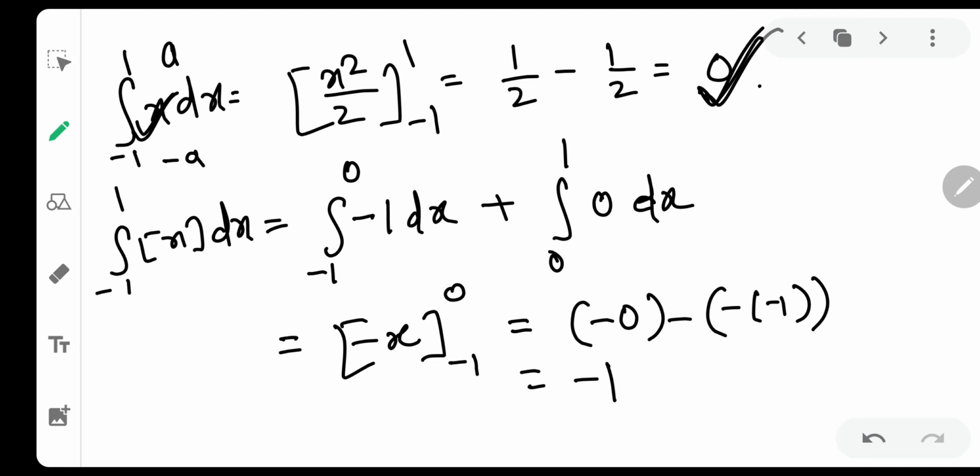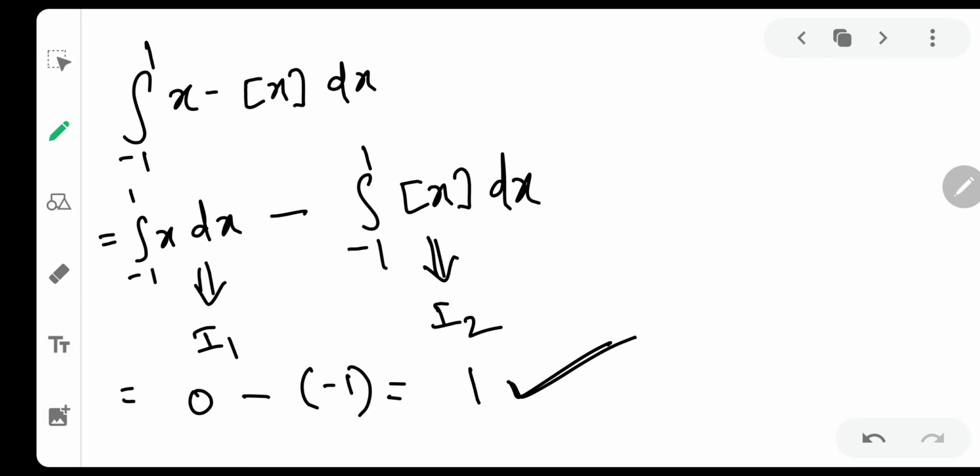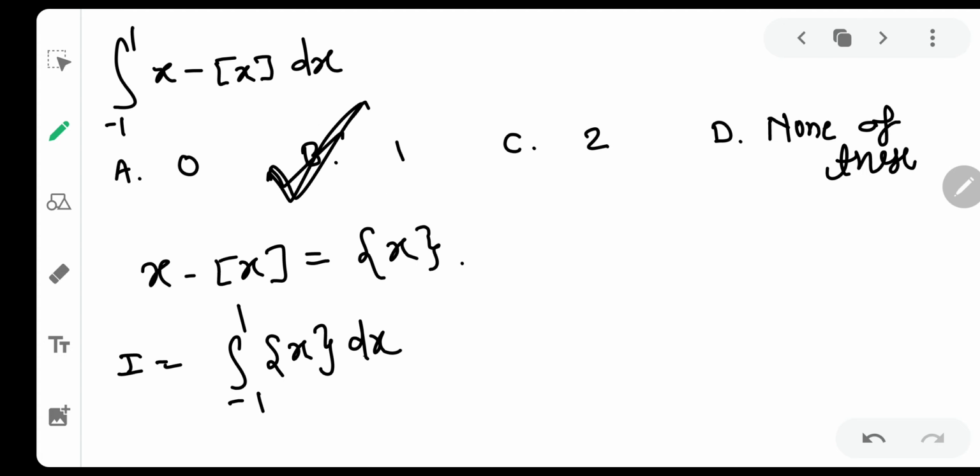And for minus 1 to 1 of gif, how did we solve? From minus 1 to 0, the gif will be minus 1, and from 0 to 1, the gif will be 0. And then we integrated it. So the integration came out to be minus 1. After putting in the values, we got the answer to be 1. So the correct answer for this question is option B.